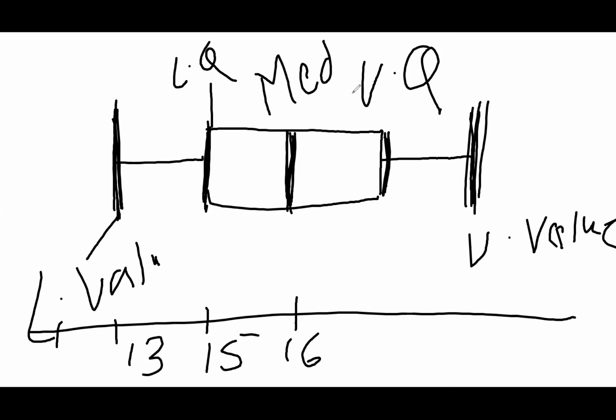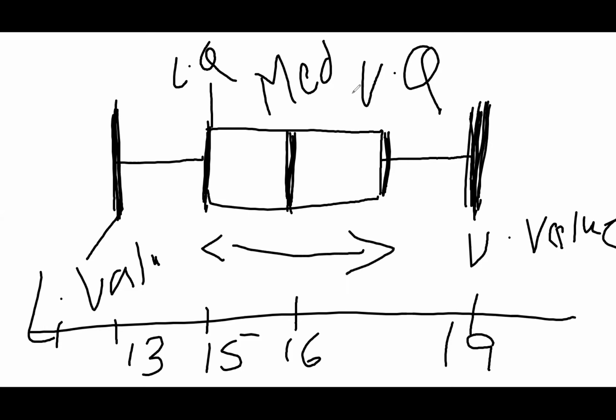I repeat, one is the lower value where this line will start, and it will end at the upper value. So if the lowest is 13 and the last height is say 19, this line will end at that. Now the middle box, I repeat, to draw this particular box you will need 3 things: the lower quartile, the upper quartile, and the median. Median is the middle line which you will draw.